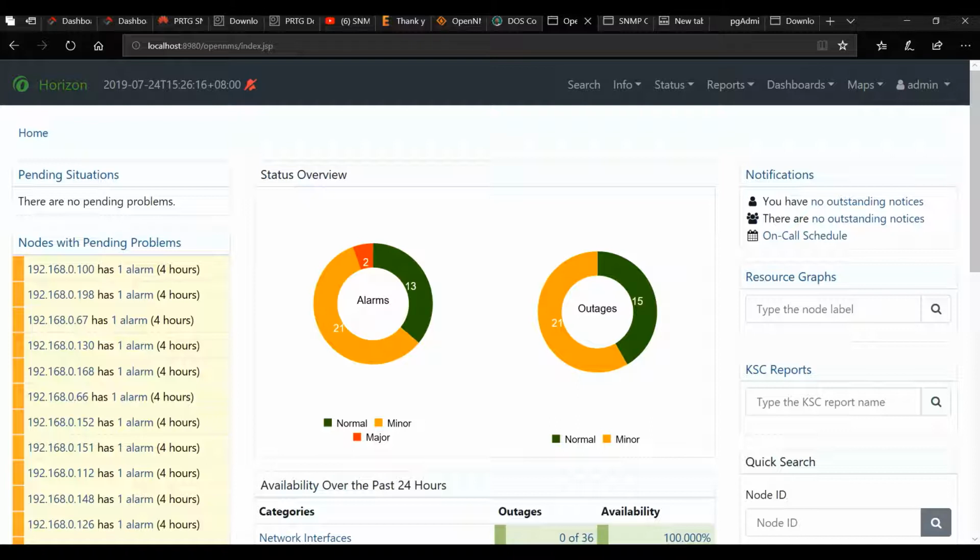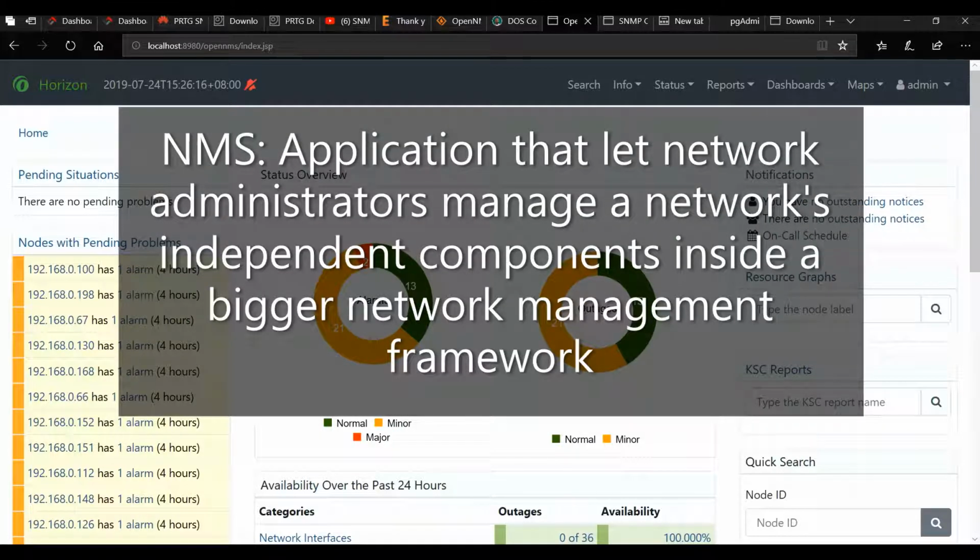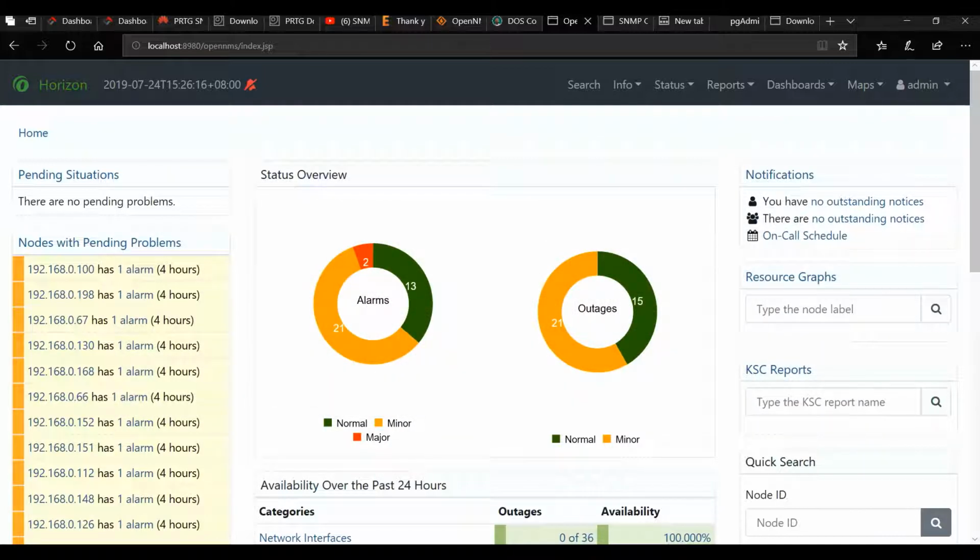Okay guys, today I'm going to talk about NMS, Network Management System. Do you guys know what is NMS? Let me explain. NMS, Network Management System, is an application or set of applications that lets network administrators manage a network's independent components inside a bigger network management framework. NMS may be used to monitor both software and hardware components in a network. It usually records data from a network's remote points to carry out central reporting to system administrators.